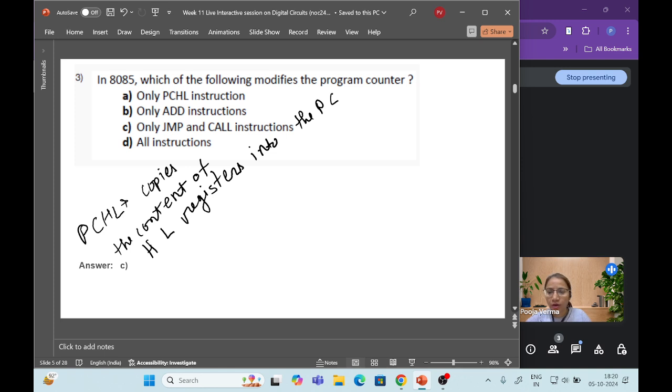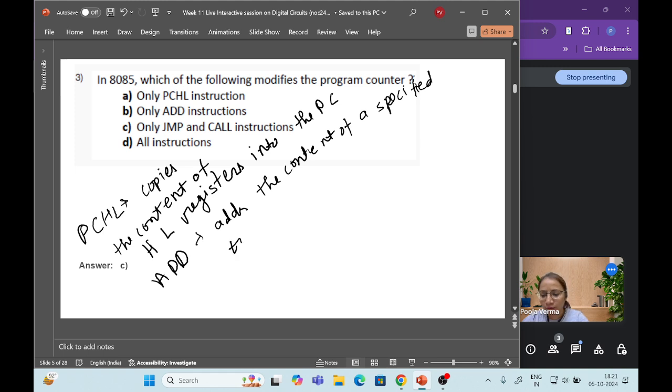Okay. What will the ADD instruction do? It adds. What is the function of ADD? Adds the content of the specified register to the accumulator.